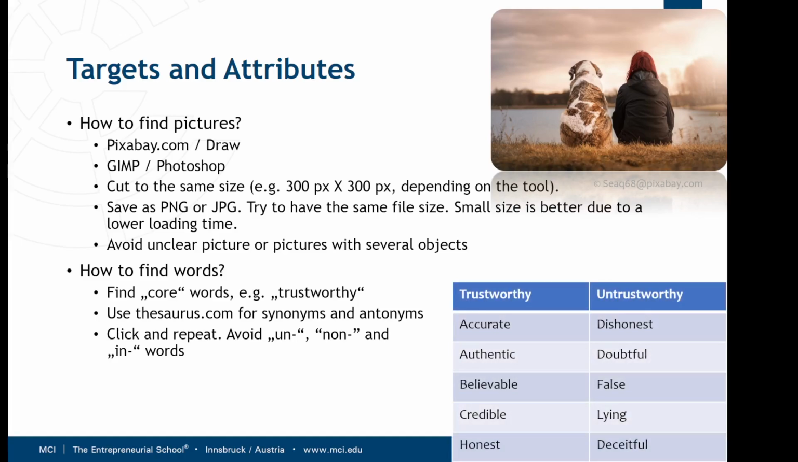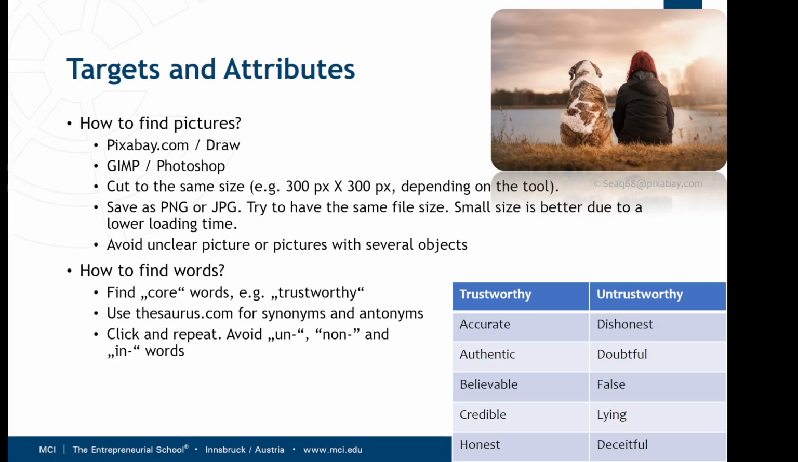Here are some examples. For the trustworthy, you have accurate, authentic, believable, credible, honest. For the untrustworthy, you have dishonest, doubtful, false, lying, deceitful. As you see, dishonest is not the best word because it has this prefix at the beginning, but anyway, it's only one word, so it would probably work.